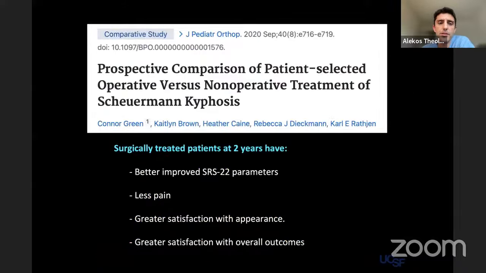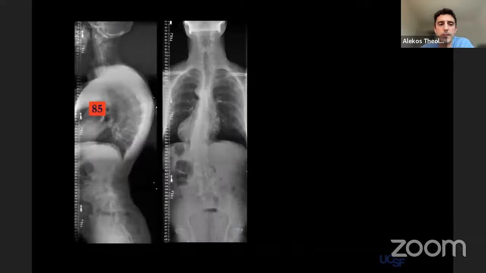This prospective comparison of patients who were treated operatively versus non-operatively also demonstrated that surgically treated patients at 2 years have better improved SRS 22 parameters, less pain, greater satisfaction with appearance, and greater satisfaction with overall outcomes.